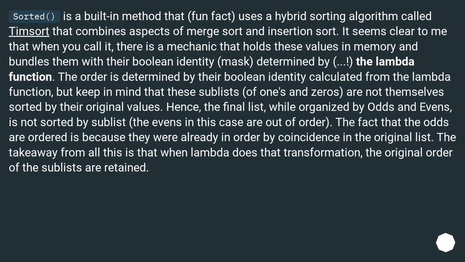The evens in this case are out of order. The fact that the odds are ordered is because they were already in order by coincidence in the original list. The takeaway from all this is that when lambda does that transformation, the original order of the sublists is retained.